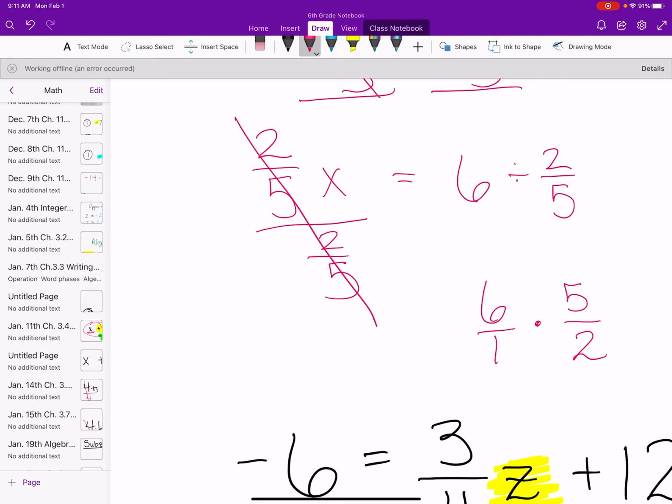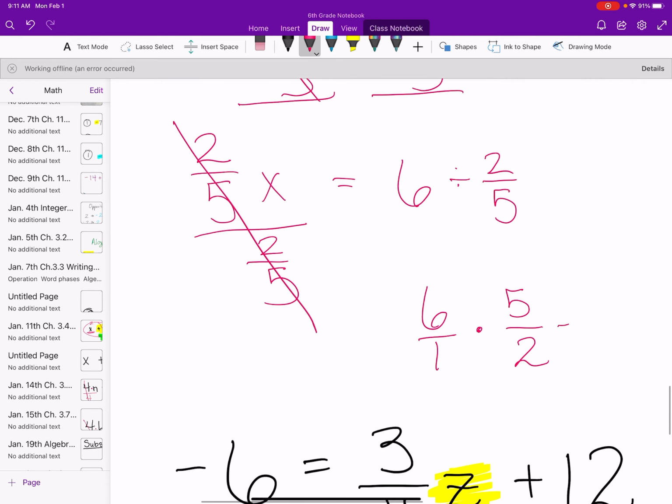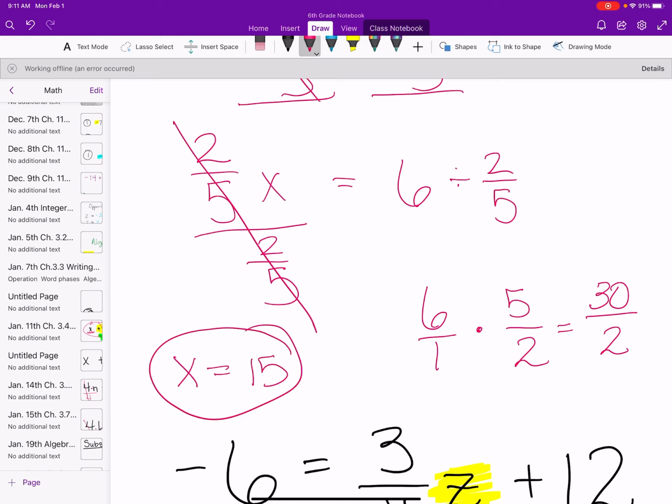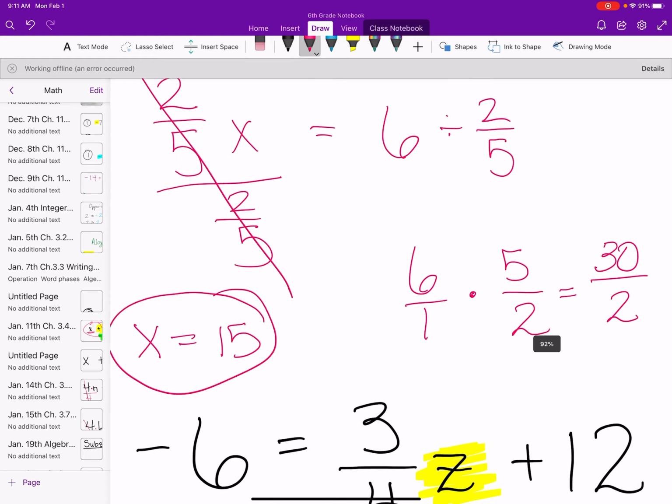So I multiply across, and 6 times 5 gets me 30. 1 times 2 gets me 2. 30 divided by 2 is 15, so x is equal to 15. Or you could also say it, how many times does 2 go into 30? 2 goes into 30 15 times.